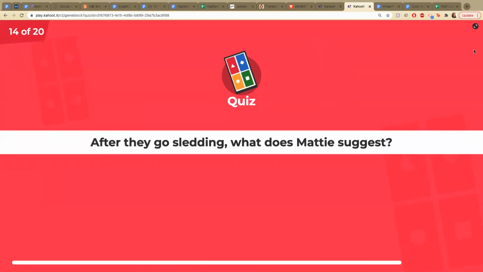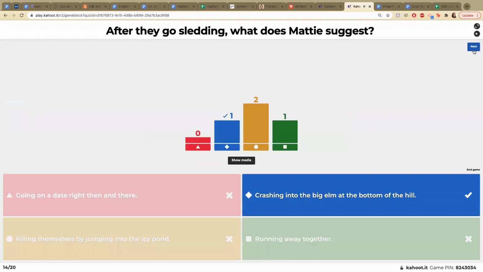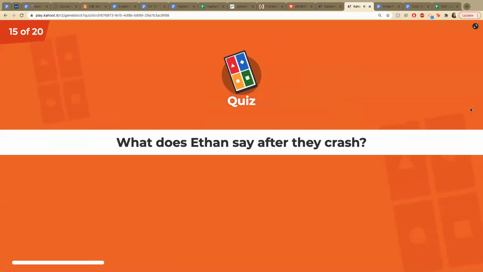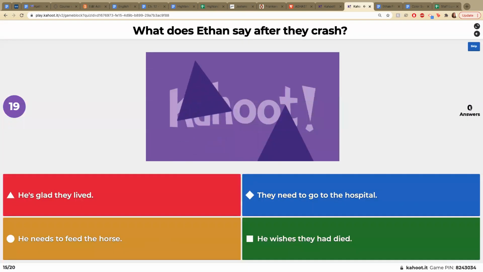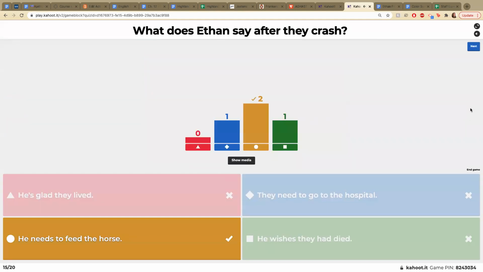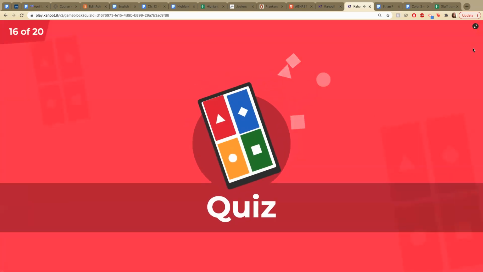After they go sledding, what does Maddie suggest? Going on a date, crashing into the big elm, killing themselves by jumping into the icy pond, or running away together? Only one of you guys? Yeah, I mean, killing themselves, but not by jumping into the icy pond. What does Ethan say after they crash? That he's glad they lived, they need to go to the hospital, he needs to feed the horse, or he wishes they had died. He needs to feed the horse. Very important when you've nearly died.